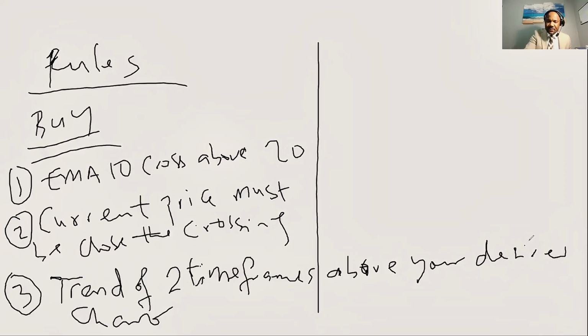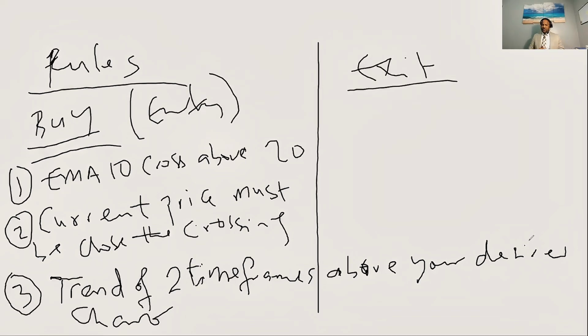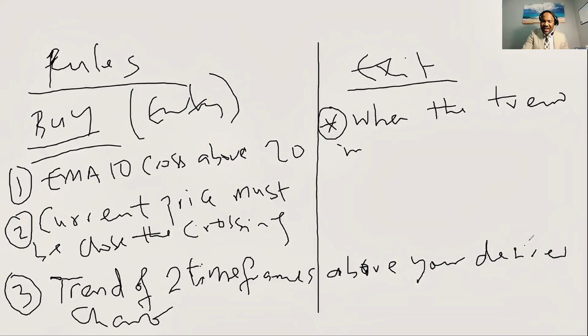So where do we exit? This is the buy entry, this is the rule for entry for buy. Now let's talk about exit, finally. I'm going to pause here. The exit strategy is this: the trend in your desired chart, or main chart, let's call it the desired chart or main chart, changes again. When the trend of your main chart changes again.